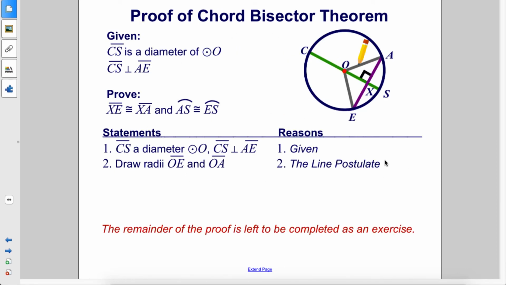So here's the proof of the chord bisector theorem. Given CS is the diameter of circle O and CS is perpendicular to AE, prove that segment XE is congruent to XA, and arc AS is congruent to arc ES. So we begin with our given information. Step 2, draw radii. From the point O, we're going to draw OE and OA. So we're going to draw in these gray lines here. That is the line postulate.